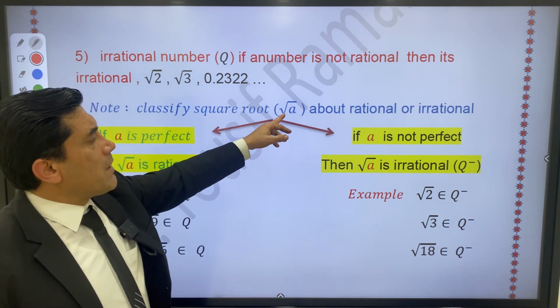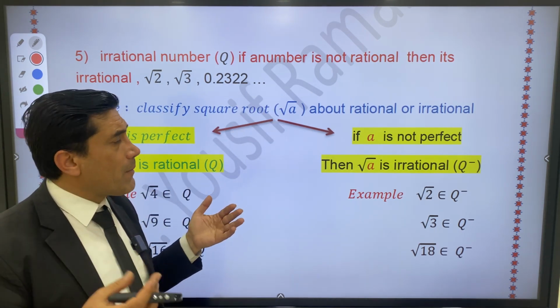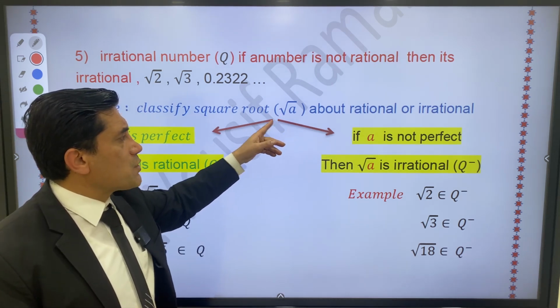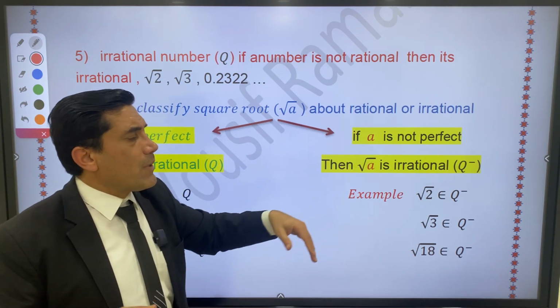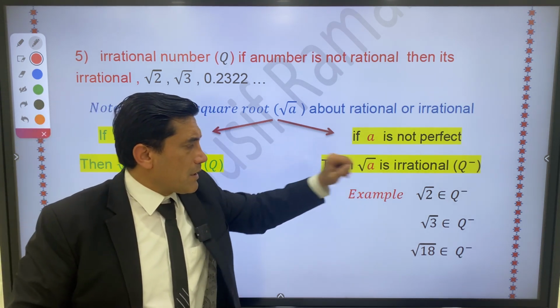This is about square roots, when a root is perfect and non-perfect. If I write square root of a, or a square root in general form, how do you know whether it is rational or irrational? If a is perfect, it is rational. If a is not perfect, it is irrational. Maybe not perfect or semi-perfect is also irrational.